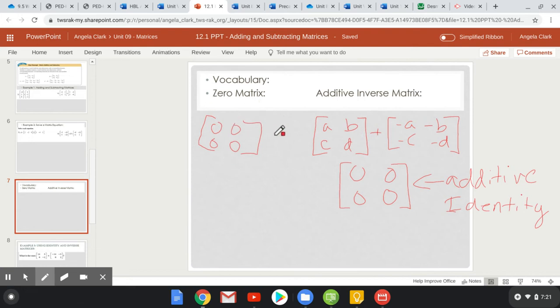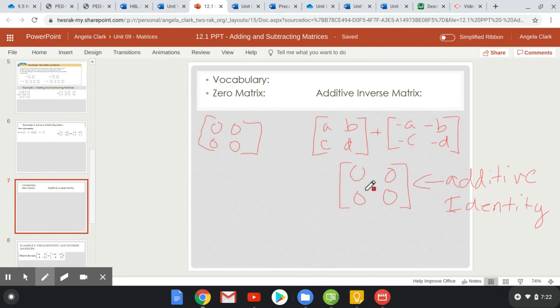For a contrast, we also have a multiplicative identity, which is 1, right? If I multiply something by 1, it doesn't change. 2 times 1 is still 2, just like 2 plus 0 is still 2. So the additive identity in numbers is 0. The multiplicative identity in numbers is 1. So we can have different identities depending on the operation that's going on. So the additive identity for matrices is the zero matrix. So if I add the zero matrix with any other matrix, I'm not going to change that matrix. It's going to stay the same.